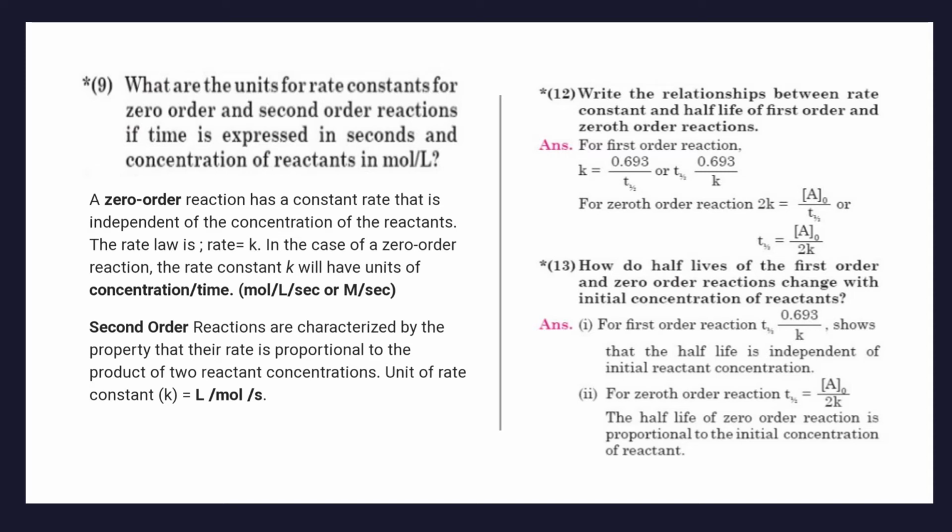Tenth question. How do the half-lives of first order and zero order reactions change with the initial concentration of reactants? Answer. For a first order reaction, t half is equal to 0.693 upon k, which shows that the half-life is independent of the initial reactant concentration. For a zero order reaction, t half is equal to A0 upon 2k. The half-life of a zero order reaction is proportional to the initial concentration of the reactant.